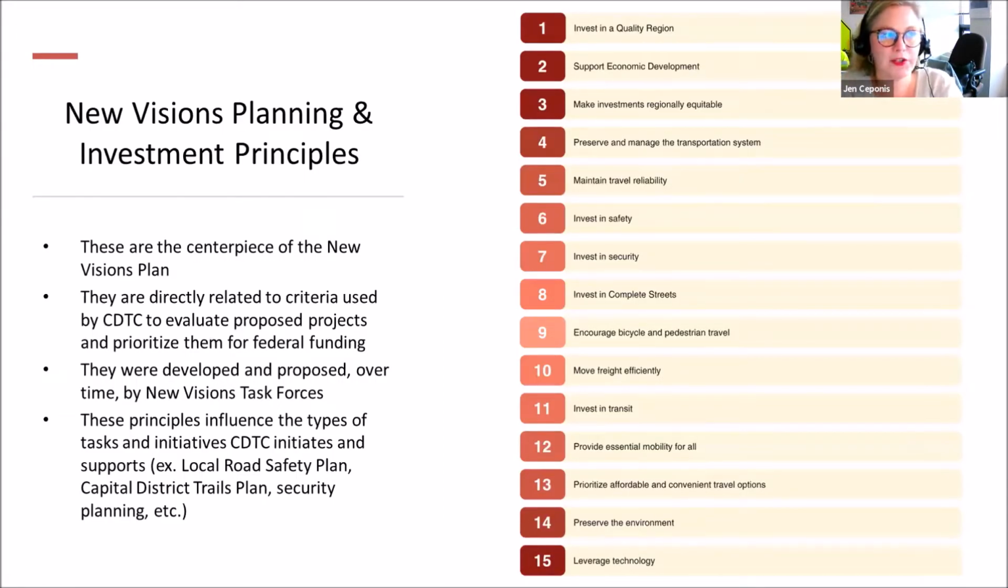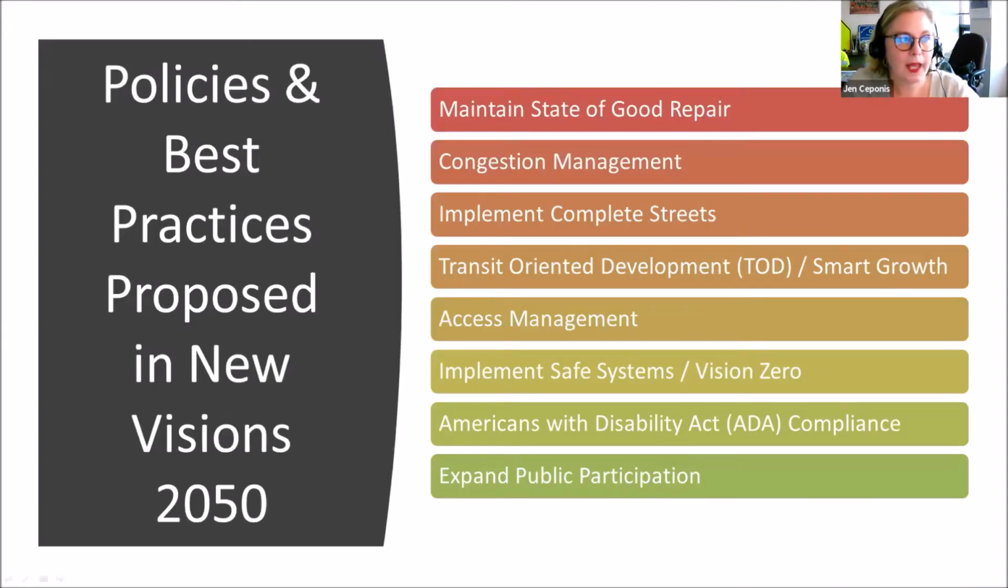And earlier we mentioned our planning and investment principles that influence the TIP and influence our UPWP. These are our 15 planning and investment principles, which are really the centerpiece of the plan. They're directly related to criteria we use to evaluate project proposals, and they influence really all the types of tasks and initiatives that are carried out at CDTC.